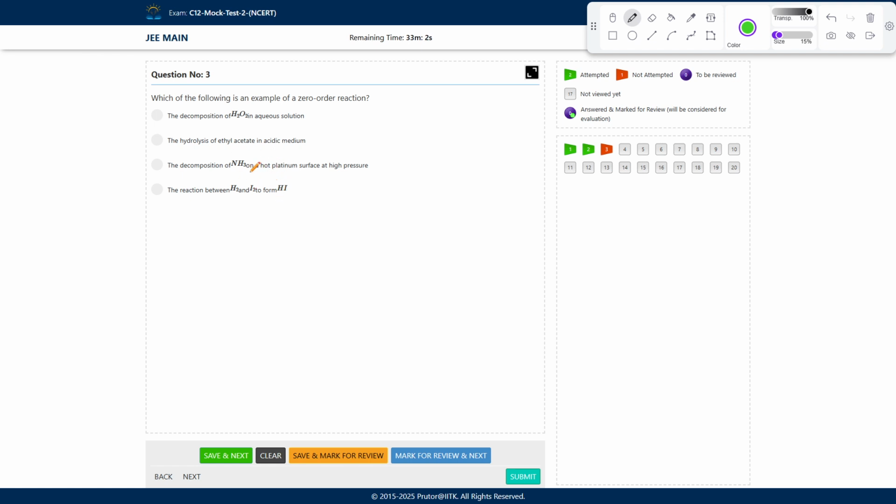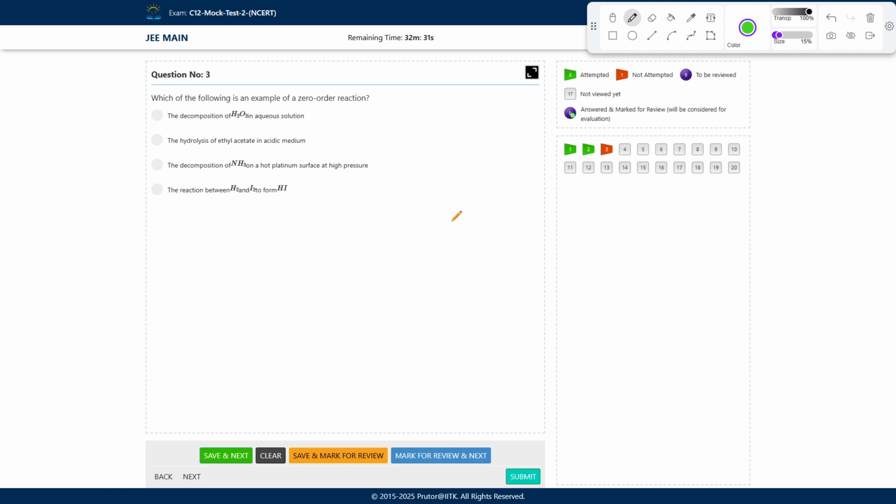So NH3 is going to attack on the surface of the catalyst, which we are using here as a hot platinum surface. Okay, so on the platinum surface, that is the catalyst surface, the NH3 is going to attack, and the catalyst surface is going to be in the saturated state. That means all the active sites which are present in the catalyst are going to be filled by the NH3 molecules. All the active sites will be occupied by NH3.